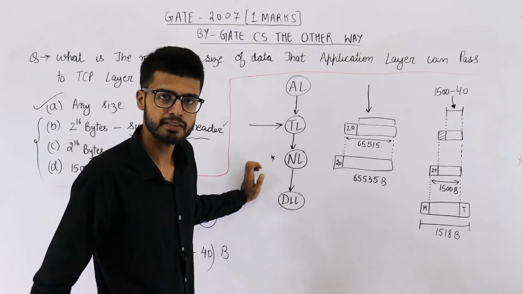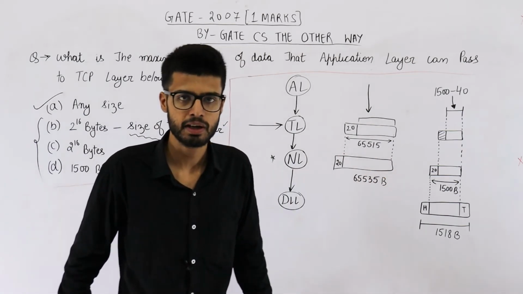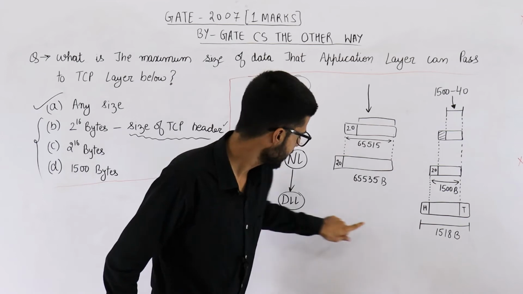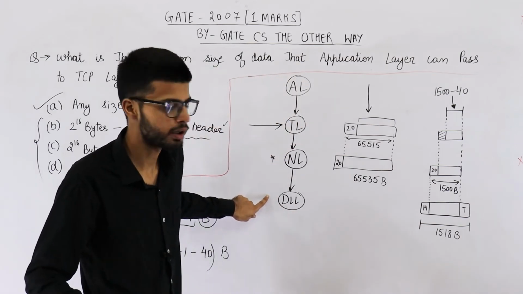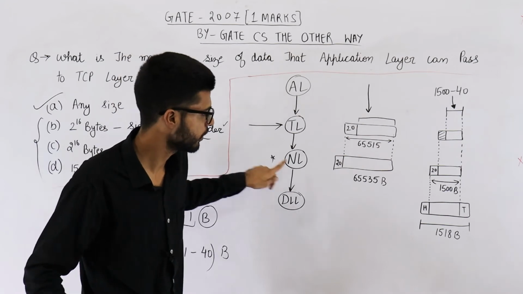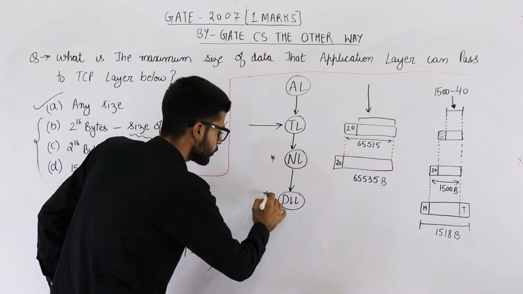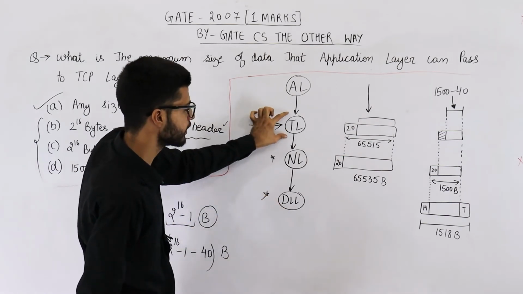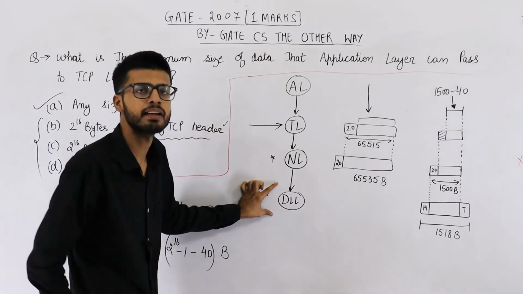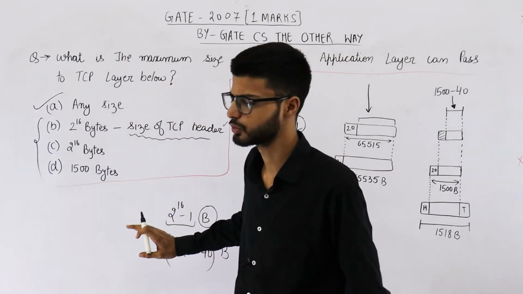But if data link layer says I can have only a maximum of 20,000 bytes in one frame, then at this layer the limitation is 20,000 bytes. Here the limitation is 65,000 bytes, almost 65,000. That means this one is the bottleneck. In that case, transport layer will create segments according to data link layer limitation. So option D is also there to confuse you.